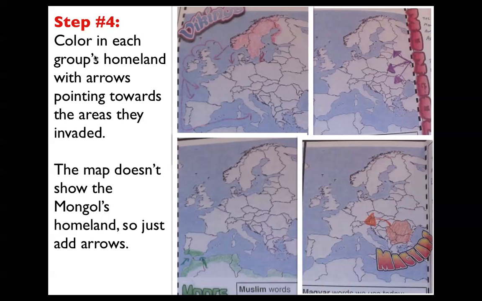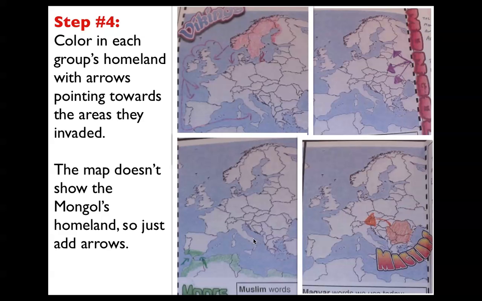It's time for your final step on your foldable. What I want you to do is color in the area of Europe where these invaders color in their homeland. So this is the Vikings homeland up here on the Scandinavian peninsula, and then draw arrows to show where they went when they were invading and going on a conquest to take things. So these arrows show all of the different points where the Vikings invaded.